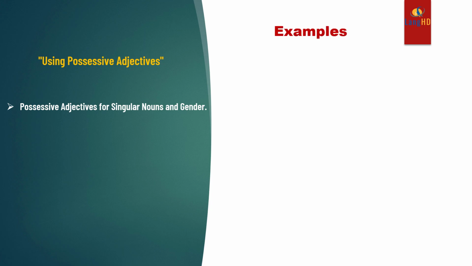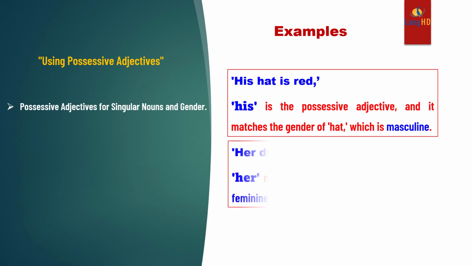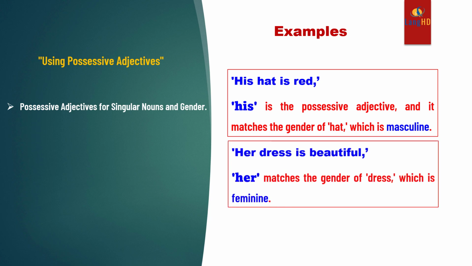Possessive adjectives for singular nouns and gender. Possessive adjectives also account for gender. Here's how they work. In the sentence, "His hat is red," his is the possessive adjective, and it matches the gender of hat, which is masculine. And in this example, "Her dress is beautiful," her matches the gender of dress, which is feminine.